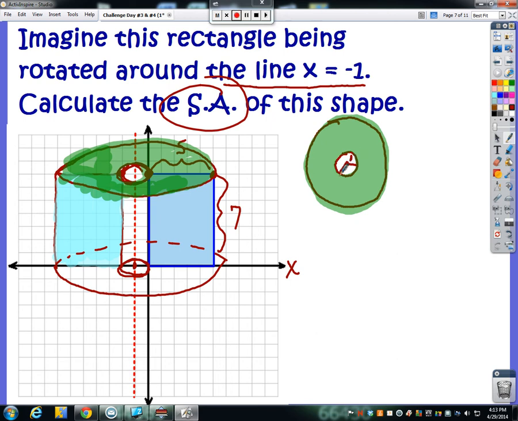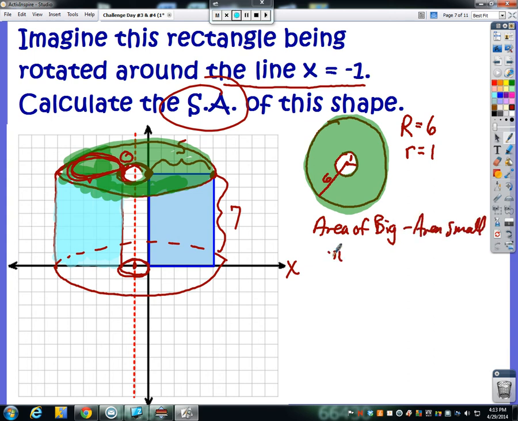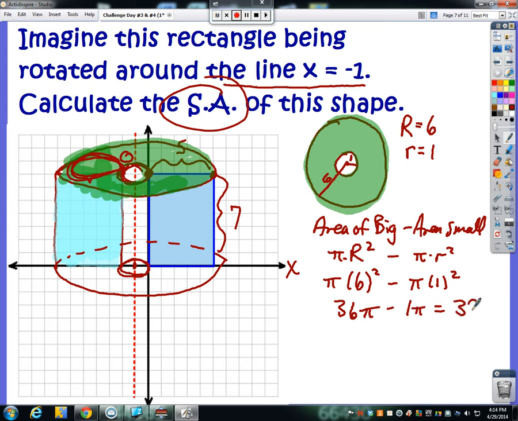And what's the radius of the overall big circle? Well, I'd have to include my gap of 1 plus the extra 5 that I had going on here. So altogether, it's 6. So I might call big R, the big radius, 6, and the little radius, little r, 1. And so I want to take the area of the big circle minus the area of the small circle. So I'm going to take pi big R squared minus pi times little r squared. So I'll have 6 squared and 1 squared. So really 36 pi minus 1 pi is 35 pi.